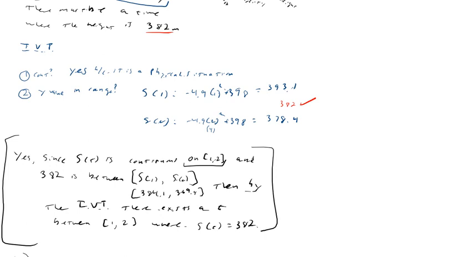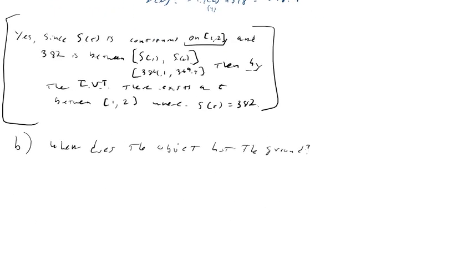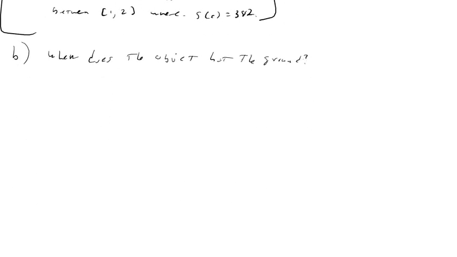Part B. When does the object hit the ground? This is a fun question because what do you mean by hit the ground? Hit the ground means the height is 0. We are on the ground. So that means that we're going to set our equation equal to 0: negative 4.9 t squared plus 398. Set your equation equal to 0 and then solve for t.